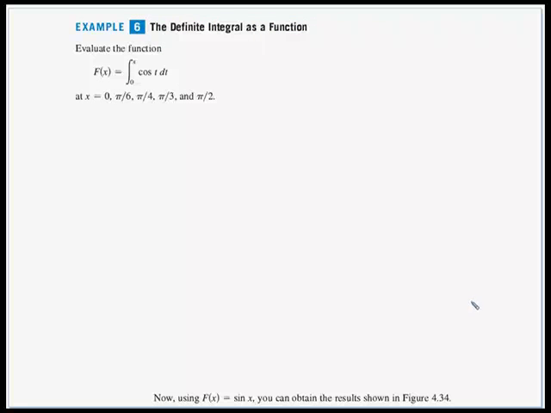So, example 6. Evaluate the function f of x equals the integral from 0 to x of cos of t dt. We could do 1, 2, 3, 4, 5 different problems. We could do the integral from 0 to 0 of cos of t dt. And then we could do the definite integral from 0 to pi over 6 of cos of t dt. And then the definite integral from 0 to pi over 4 of cos of t dt. We could do that separately for each, or we could just come up with a new function, and we could just plug those values in directly.